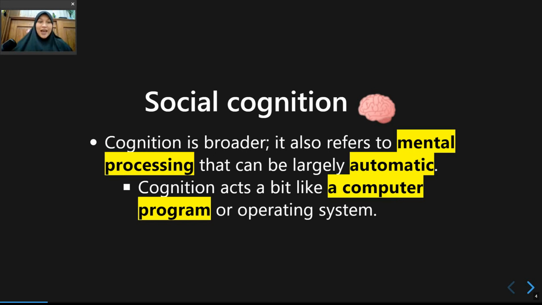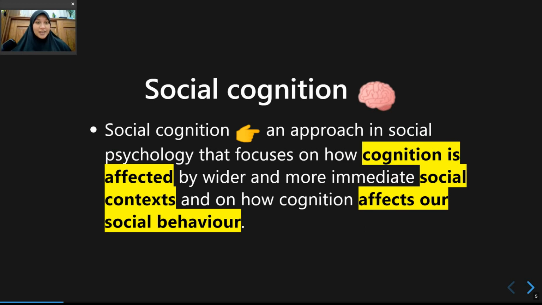And the first idea of social cognitive processes that we're going to learn after this is the idea of social schema, and we're going to talk about it later: what it means, how it works, and the mechanism behind the idea of social schemas.